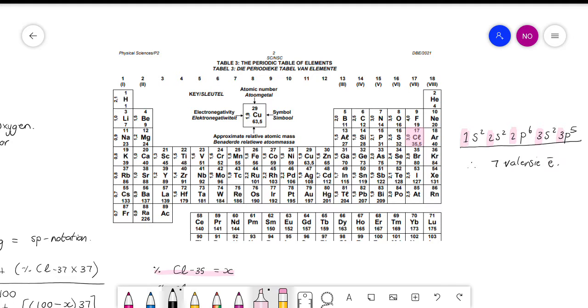Well, and in which period does chlorine lie? Do you guys remember how the groups and the periods work? Groups like this, periods like this.